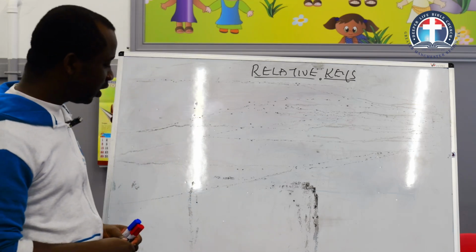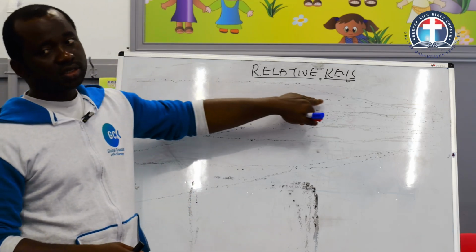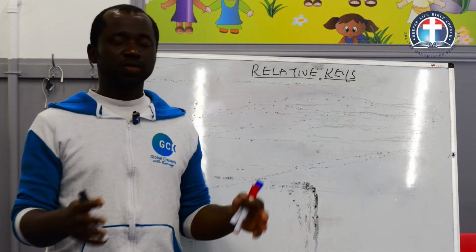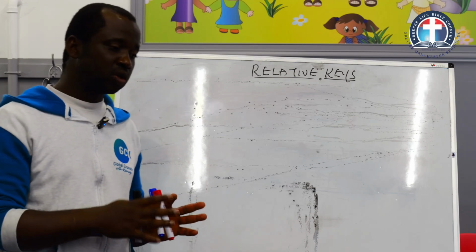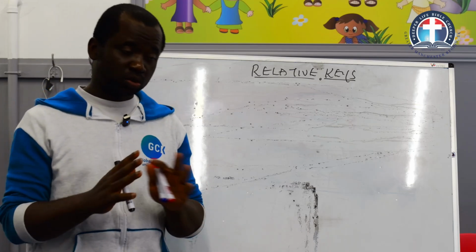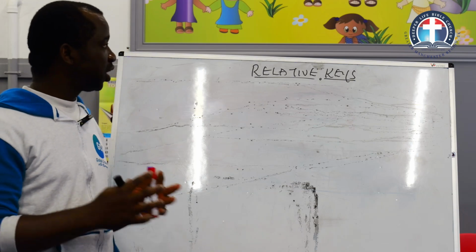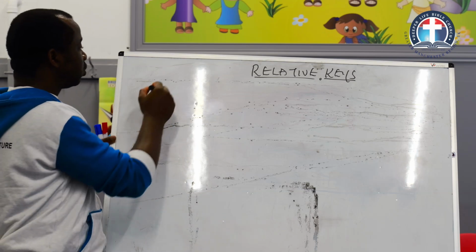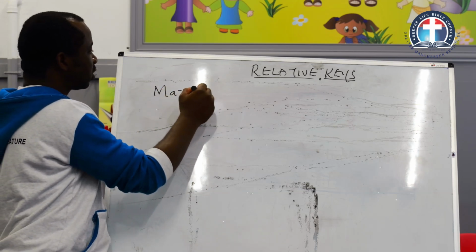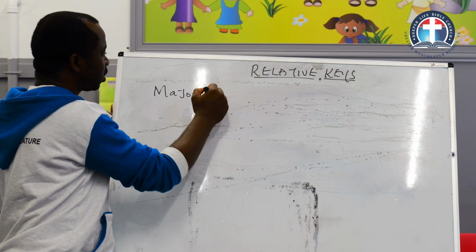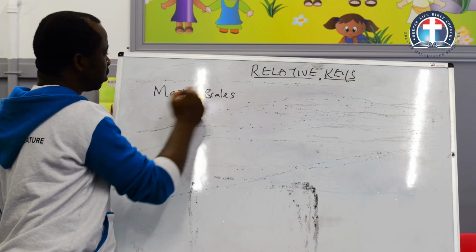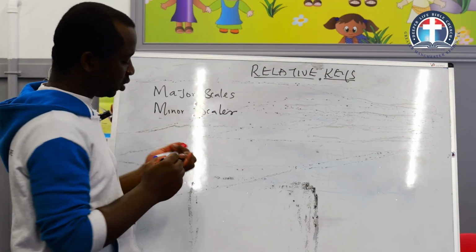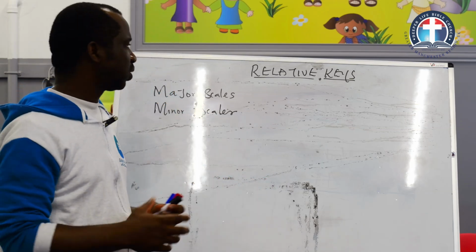Okay, so let me go back now. We're looking at relative keys. Relative keys, you've done it before, but just to revise it, like I said, if you have struggle with any of these, you can go to the video proper where we took time to treat the topic to be able to gain more insights. Yeah, but generally, like you must have been taught, you have the major scales and the minor scales, right? Okay. The major scales, or what you call, the major key, the minor key now.